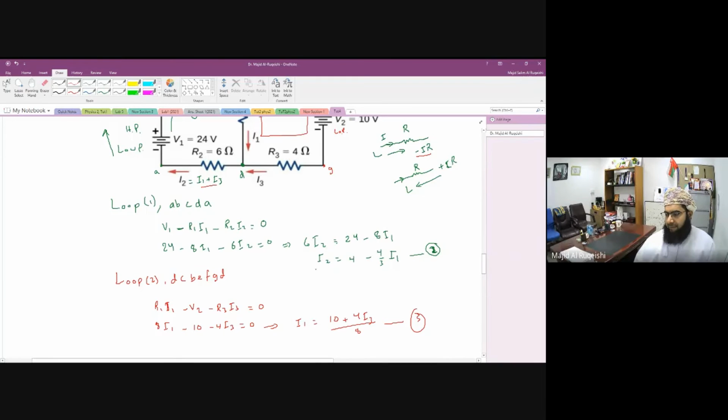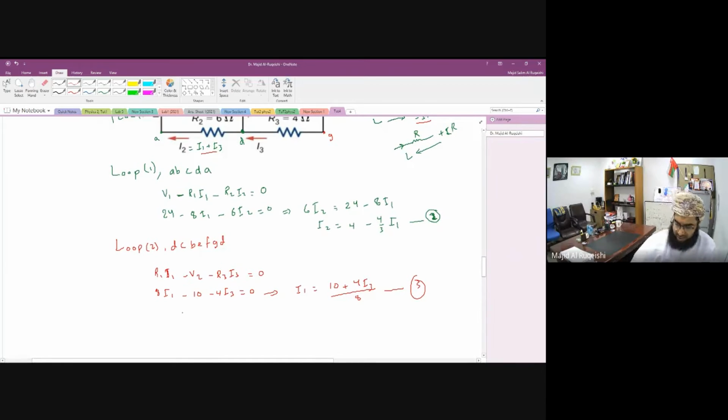then we have a relation between what? Between I1 and I3 again here. Okay? If we can do that, we can move here, and then we say, okay, substitute I2 from equation 1 in equation 2.